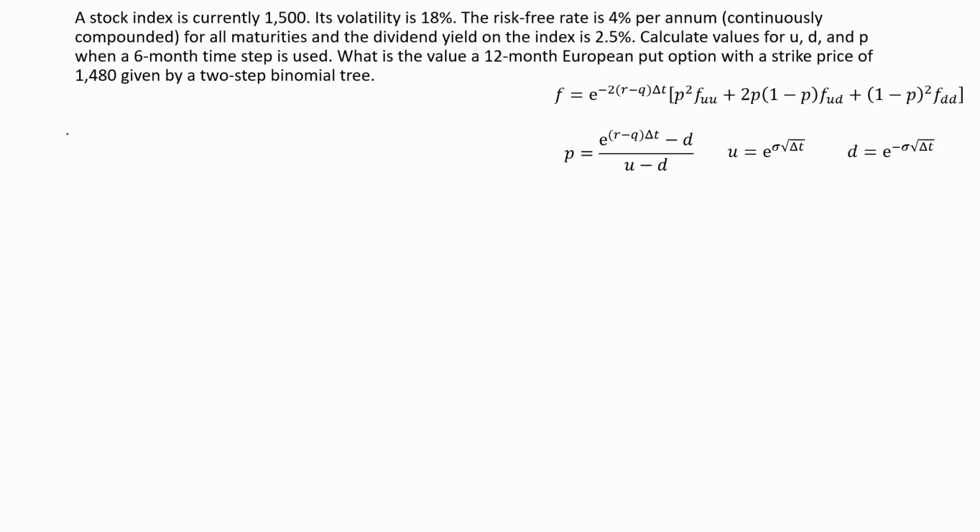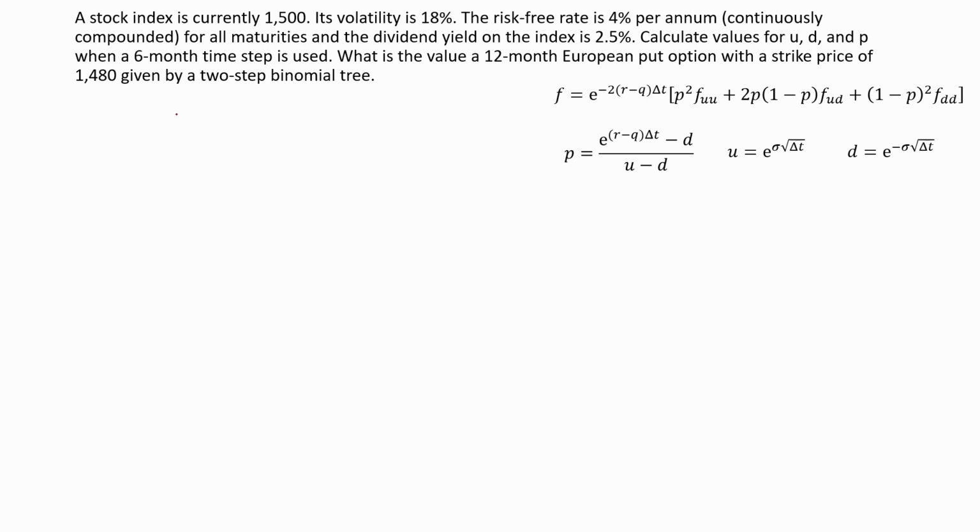Today we look at option pricing for a stock index. So the question reads, a stock index is currently $1,500. Its volatility is 18%. The risk-free rate is 4% per year for all maturities, and the dividend yield on the index is 2.5%. Calculate values for U, D, and P when a 6-month time step is used.